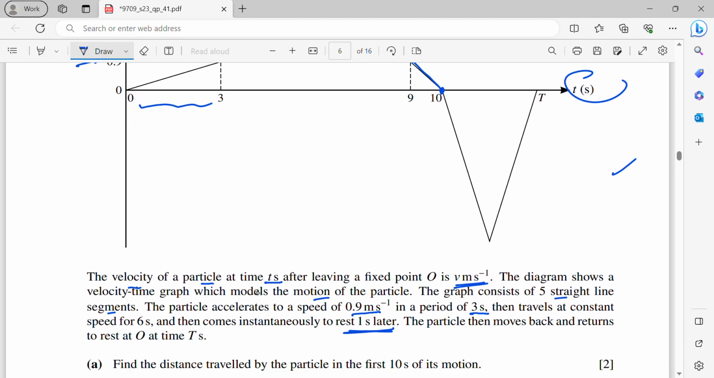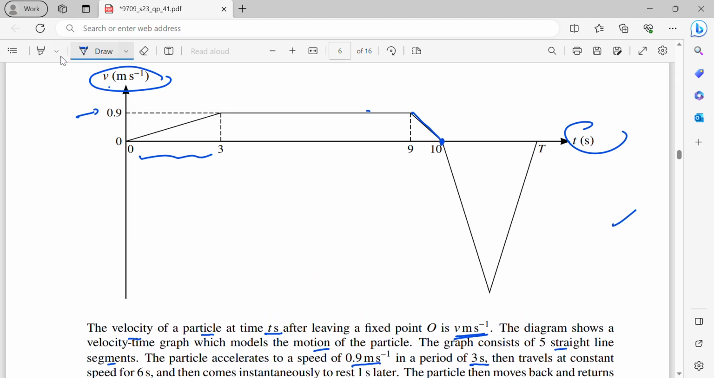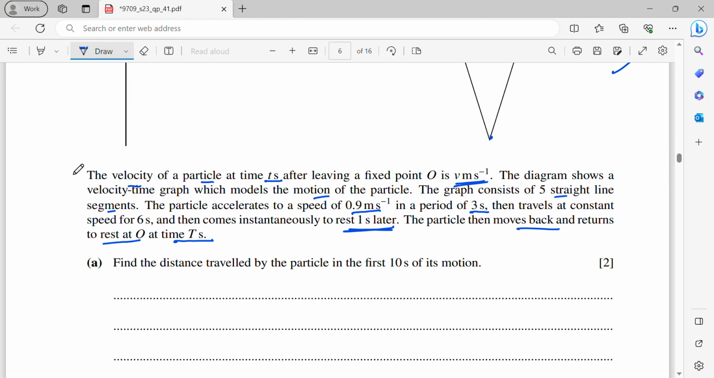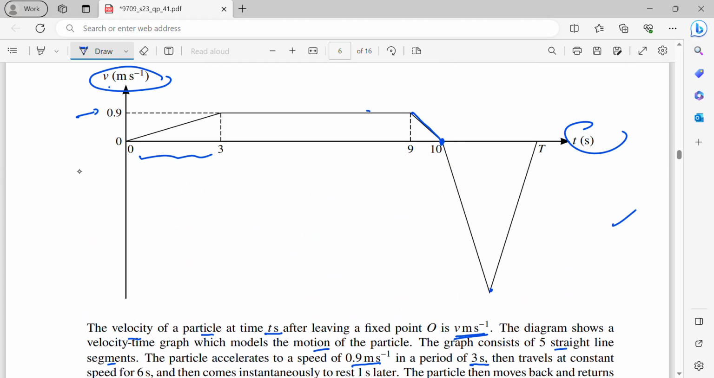Now the particle then moves back and returns to rest at time t seconds. Because it returns, it is a reverse direction. Therefore, you will get negative, and the graph will be below the t-axis. Now find the distance traveled by the particle in the first 10 seconds of its motion. 10 seconds means that it's here, 0 to 10.